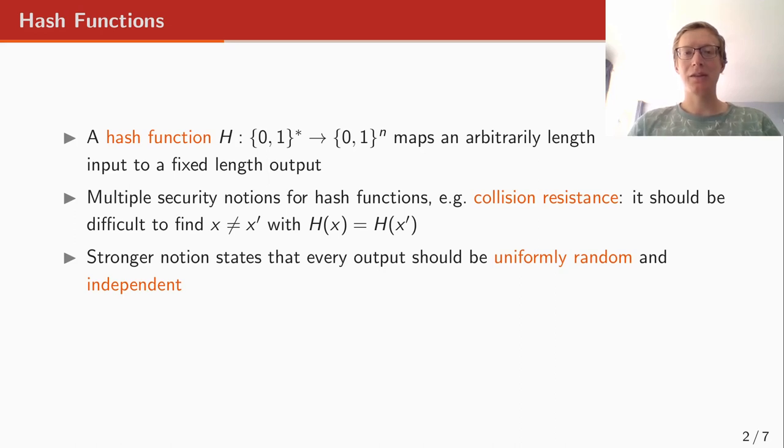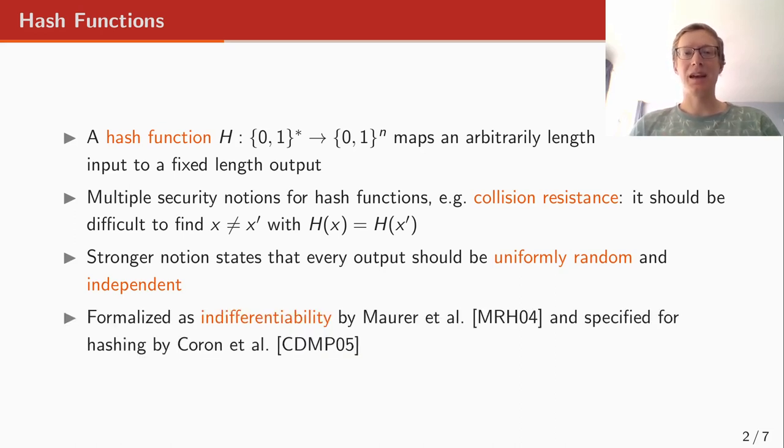One is that it should basically behave like a random oracle, so that all outputs are uniformly random and also independent from each other. This notion is formalized as indifferentiability by Maurer and others, and also specified for hashing by Coron and others.